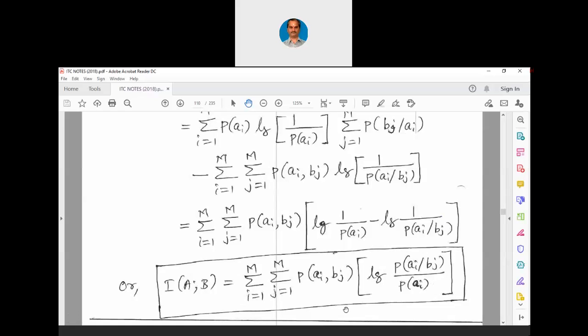Now we have the mathematical expression for I of a semicolon b, or the mutual information. Again, this also can be obtained directly by using JPM. We don't have to use this expression for mathematically finding out the mutual information.